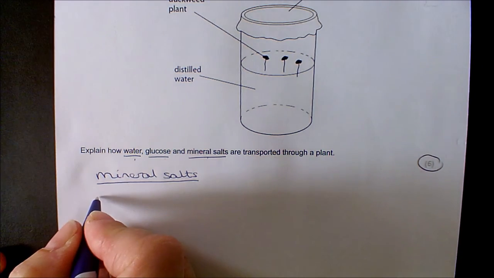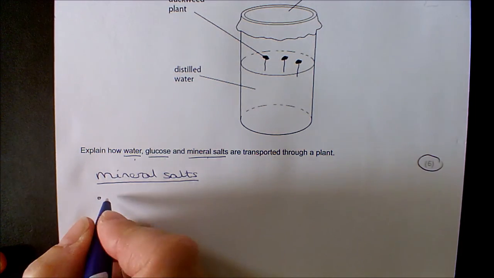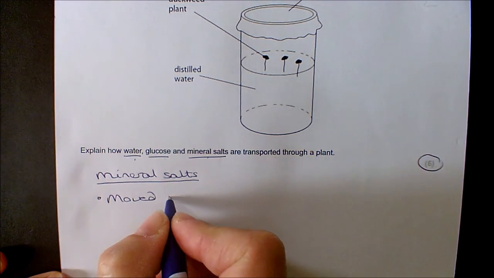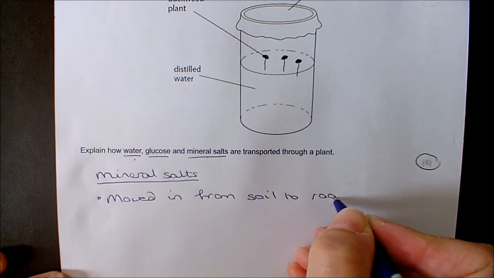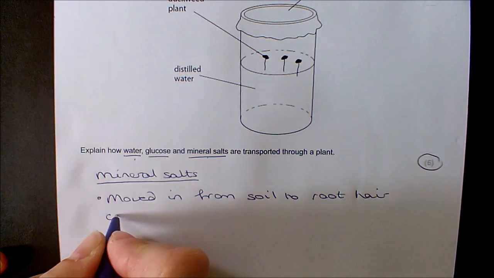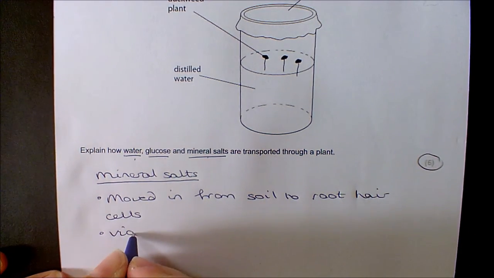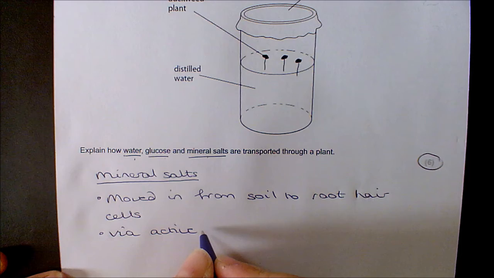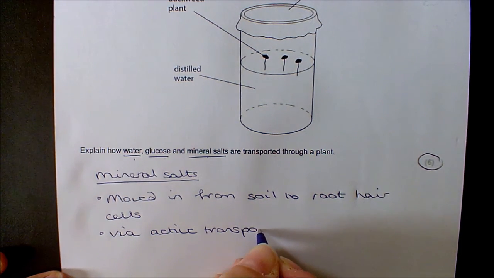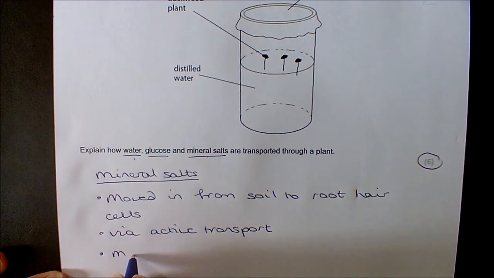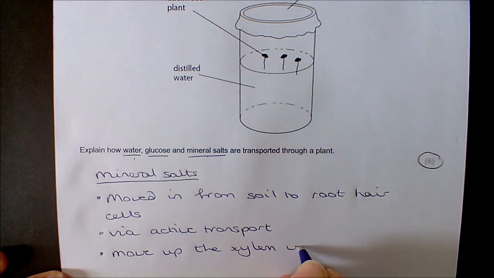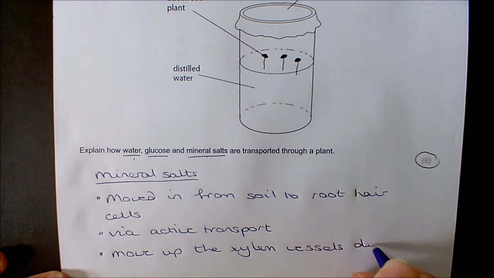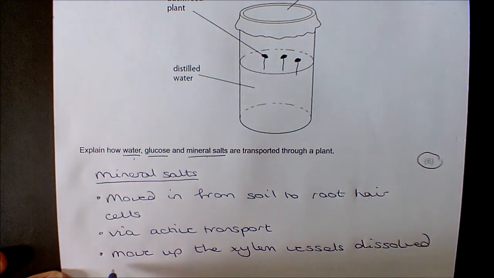So first of all, I know that mineral salts are moved in from the soil to root hair cells via active transport, and then they move up the xylem vessels, dissolved in water. Okay, so I've got 3 possible marks there.